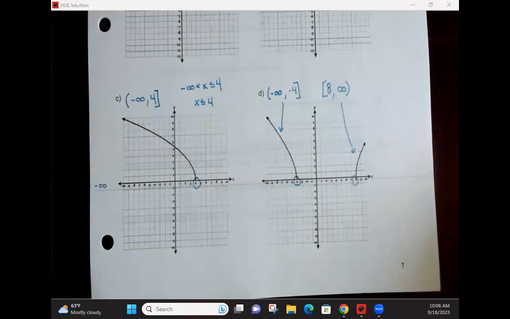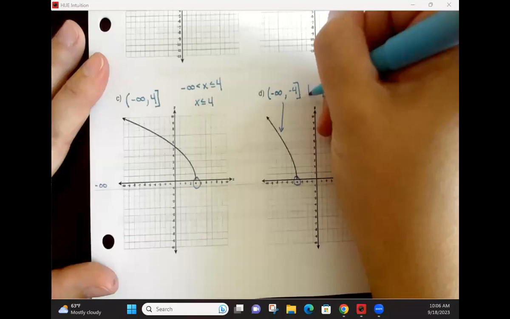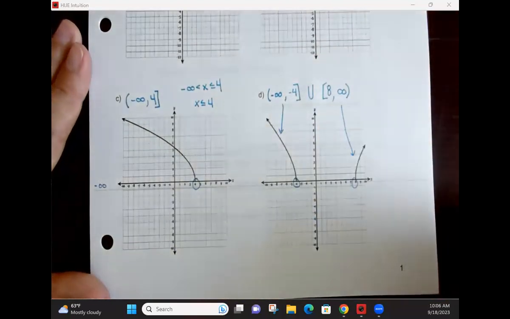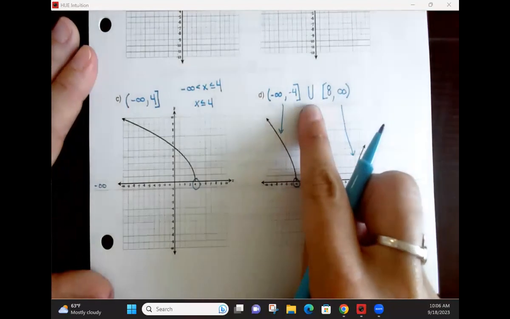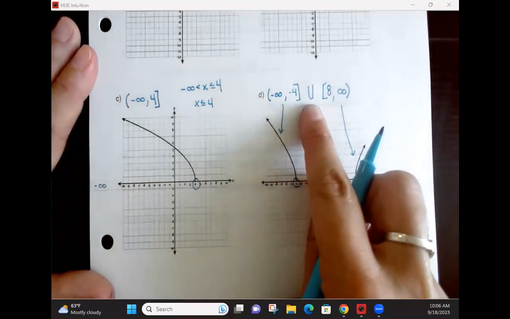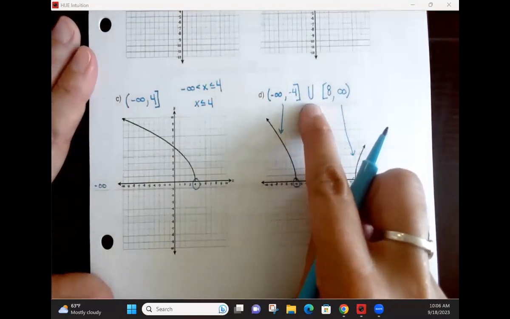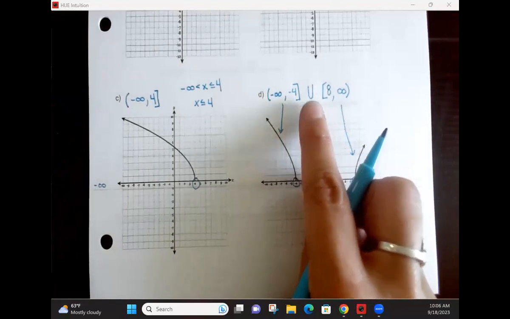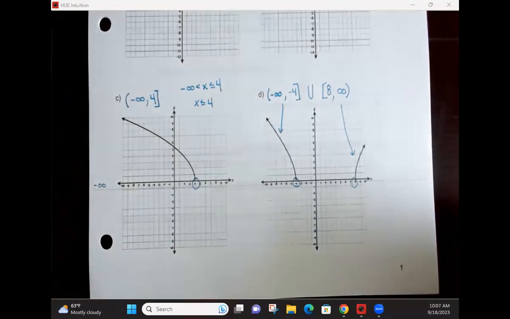When you have a domain that's in sections like this one is, we've got this piece here, and then we have a big gap, and then we've got another piece over here. You might see a union symbol here, meaning this part and this part. This is something that if we get to set notation, which I don't know that we will this year, but at some point if you were in a class that talks about set theory and set notation, that's something you would see in there a lot.